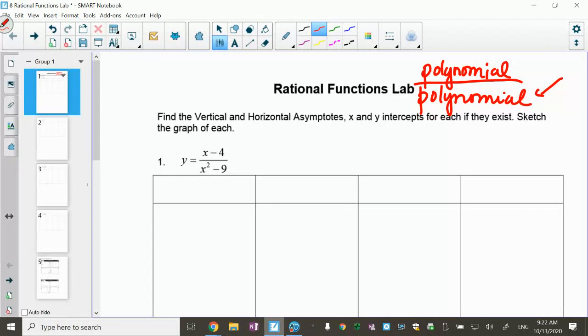Now, I kind of made up how this works, because I learned a long time ago that if you have a method to do something, it's easier to learn. So I kind of made this up. I put vertical asymptote here, VA. I put horizontal asymptote here, HA. I put my X-intercept here and my Y-intercept.